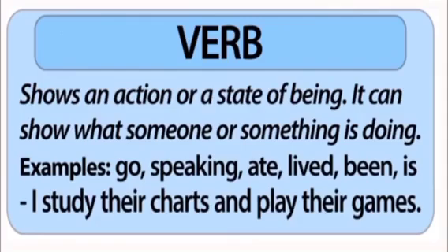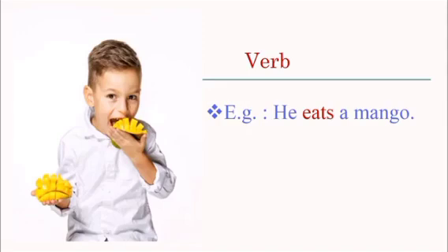Next, we are going to learn about verb. A verb shows an action or a state of being. It can show what someone or something is doing. Examples: go, speaking, ate, lived, been, is. Example sentence: I study their charts and play their games. For example, he eats a mango. So here, eats is a verb.